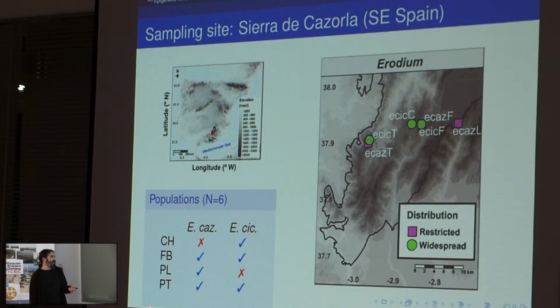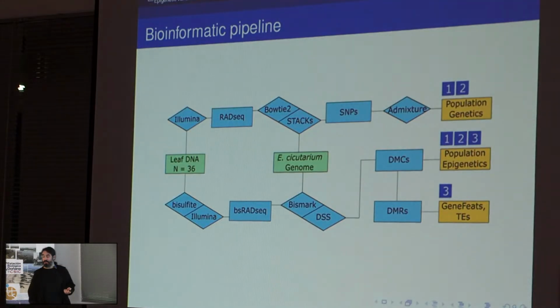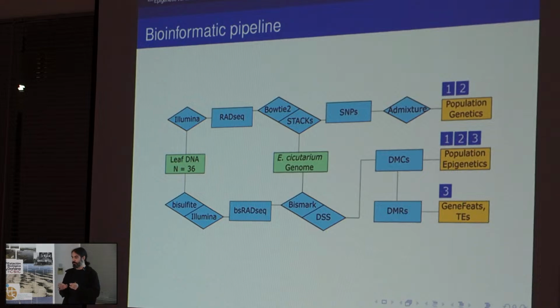So what we did was sample 6 individuals per population, so we ended up with 18 individuals for cazorlanum and another 18 for cicutarium. We sampled leaves and extracted DNA from them, and for each sample we divided the DNA into 2 aliquots. One of the aliquots was used to generate RAD sequencing to estimate the genetic structure of the populations. At least, something that could guide us on whether this population already has a genetic structure or not.